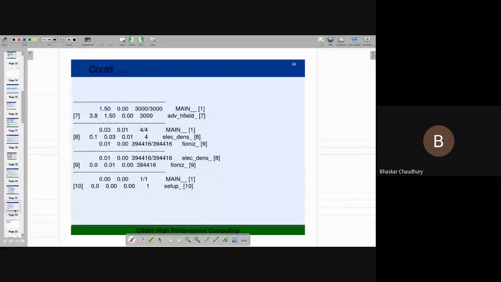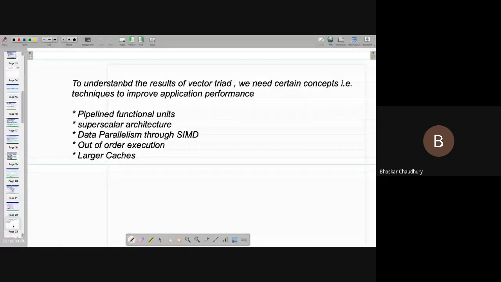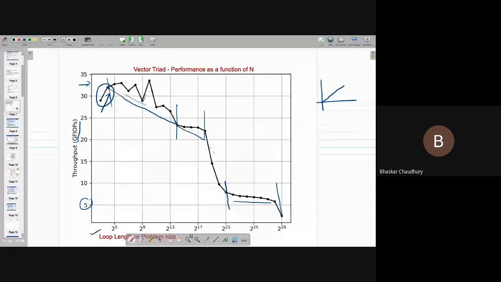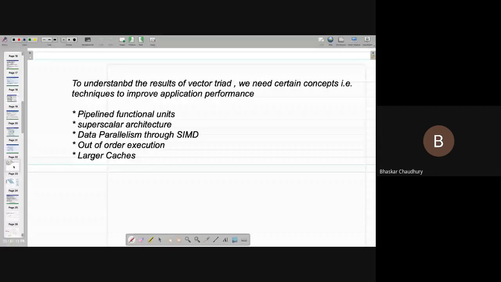Okay, so the next topic is to really understand and interpret this plot which we have got. To understand and interpret this plot, we need to understand a couple of things: pipelined functional units, superscalar architecture, data parallelism through SIMD, out of order execution, and larger cache. I think if I start today, that will be okay.